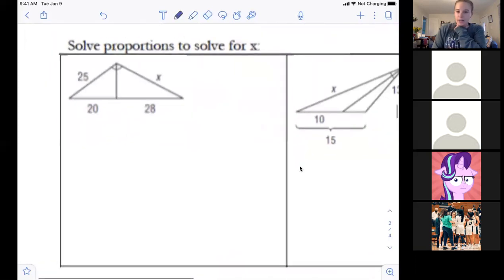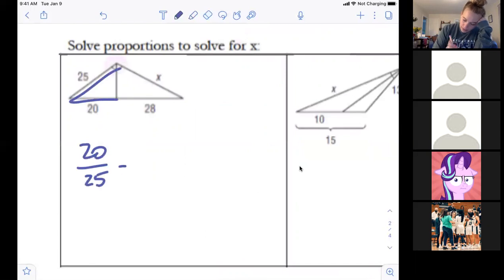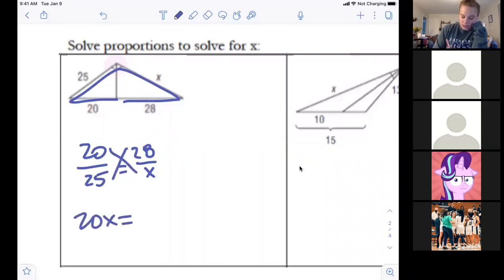I've got this triangle right here, and since I see an angle bisector, I'm doing my angle bisector theorem. So I'm going to do 20 over 25 equals 28 over X. Anybody have questions on how I wrote that? Okay, I'm going to cross multiply. I get 20x equals 700. Then I divide by 20 and I get x equals 35.